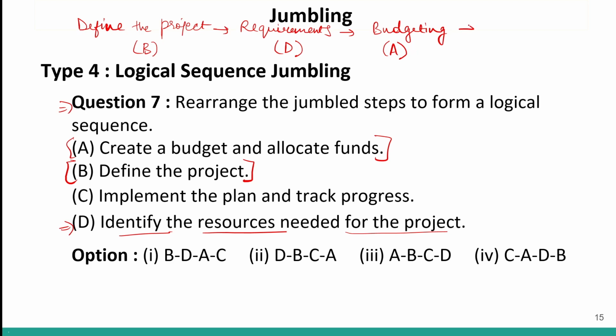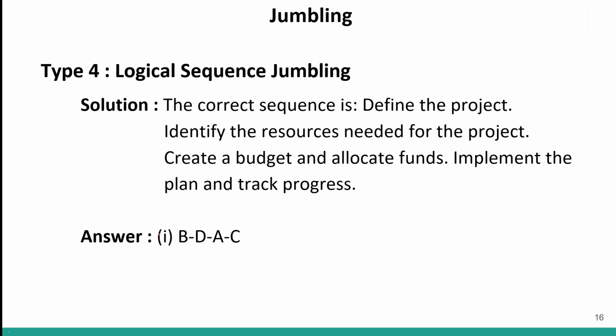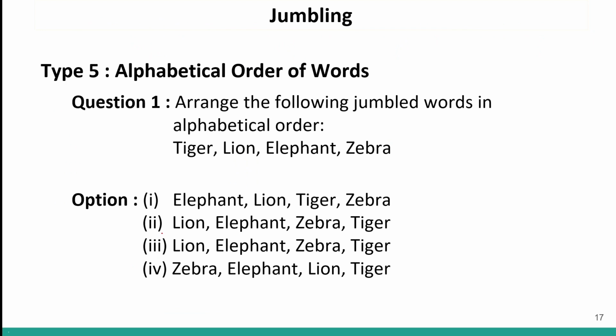And once I have done all this, once I have found out the requirements, once I have budgeted, then I will implement the plan and track its progress. So implementation will come after budgeting, which is option number C. So my correct logical sequence will be B, D, A, C, which is given in option number 1. So option number 1 will be the correct answer. Okay. Now, that was logical sequence jumbling.